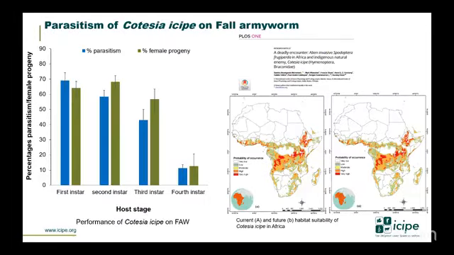And we did further tests to find out which particular host stage is preferred for this species, Cotesia icipe. Of course, this is for many reasons. First of all, to optimize the mass rearing, because you don't want to offer the parasitoid the wrong host, otherwise your colony will always collapse. And again, for targeted releases, you want to find out when exactly you should do your releases. Interestingly, we found the early instars are the most preferred and most suited for this parasitoid. When it comes to the fourth instar, it is not suitable.